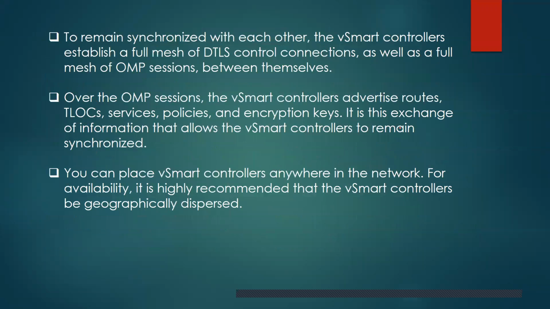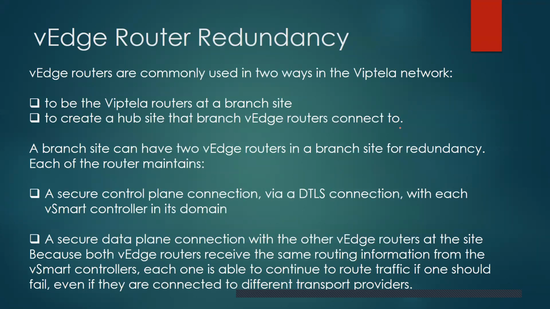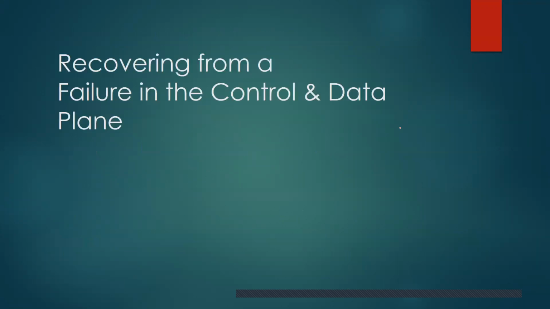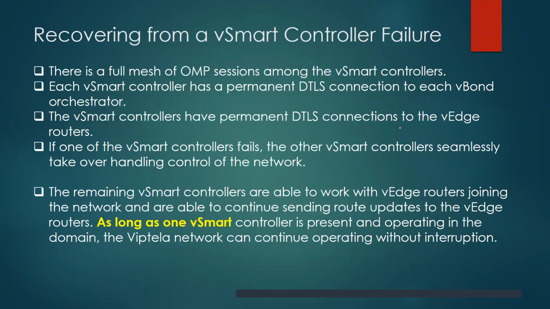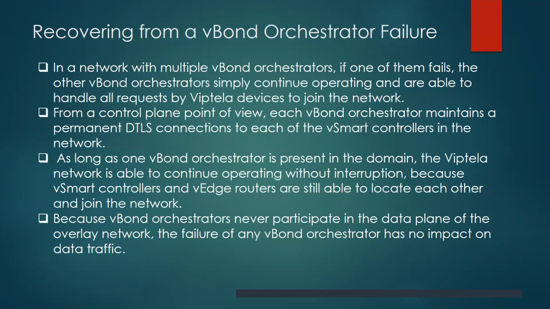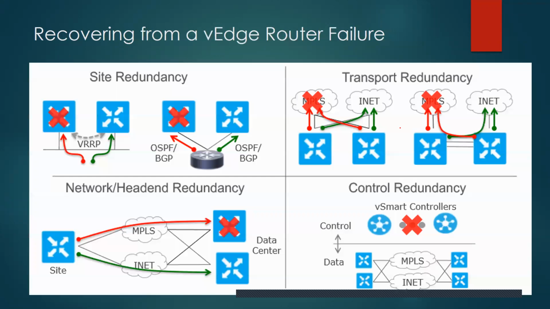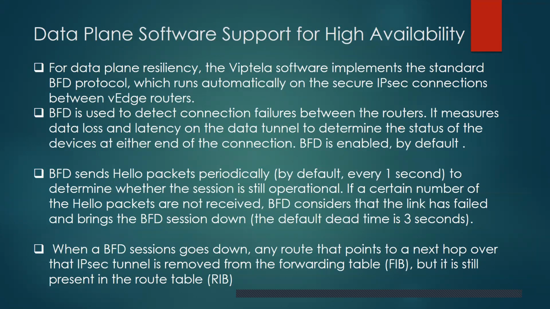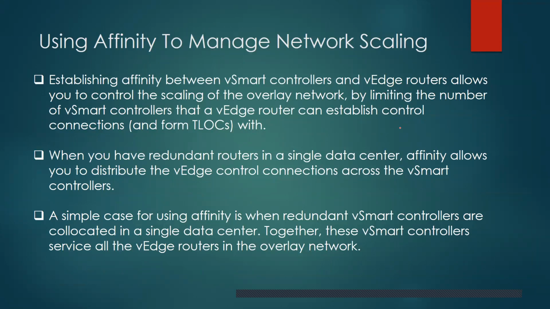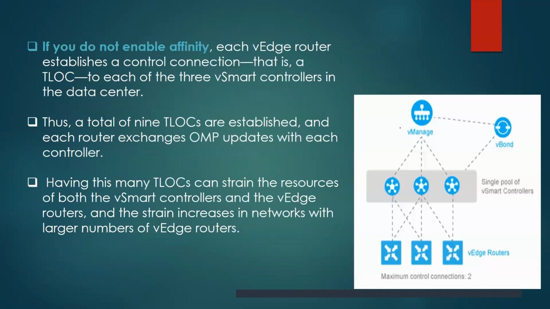So let's see first of all what is the problem, and then I'll show you the solution as well. So I'm just going to the next slide. Just wanted to show you the vSmart first, and then we'll check the problem and the solution. So some repeated slides are there, don't worry about that. Yeah, here. Using Affinity to manage network scaling with vSmart.